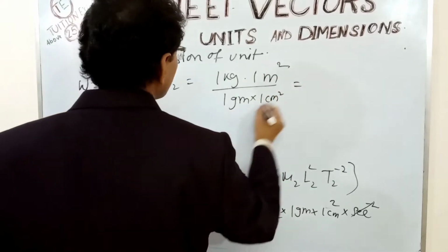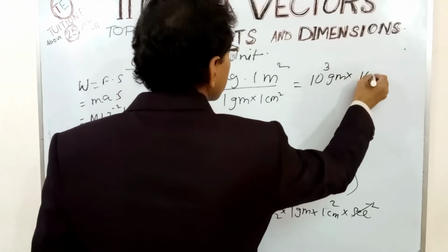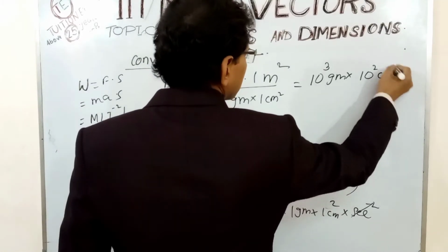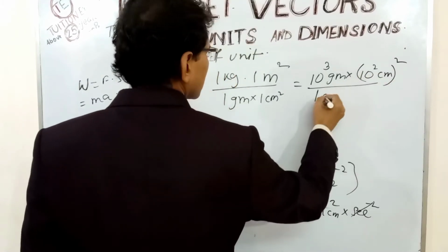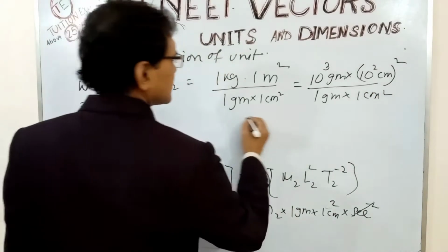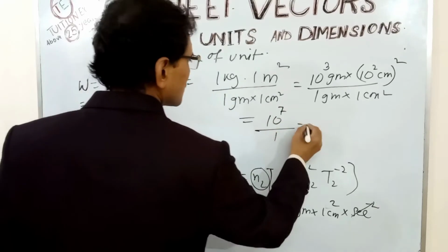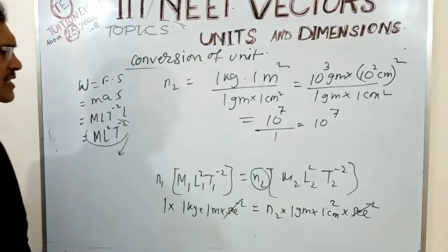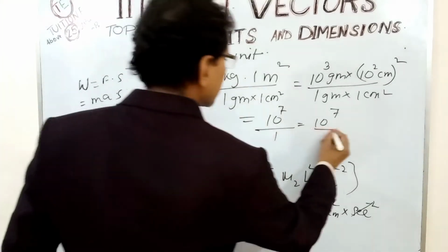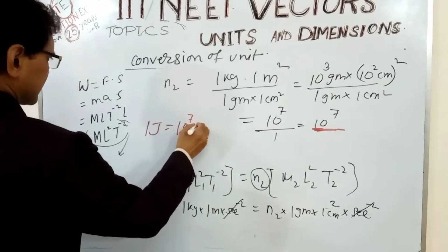Now 1 kg equals how many grams? 10 cube grams. 1 meter means 10 square centimeters, and that is squared. So what comes? 10 cube times 10 to the power 4 gives 10 to the power 7. So the value of n2 is 10 to the power 7. This is the answer. So 1 joule equals 10 to the power 7 ergs.